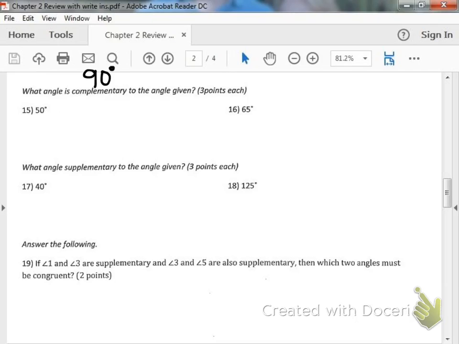And then supplementary is 180. I told you guys this earlier. I remember this using alphabetical order. C comes before S in the alphabet. C is the smaller one, the 90. S is the bigger one, the 180. All right, once you remember those, it's pretty simple. You just start with the measurement that you're trying to get to, and you subtract the angle that you're given. So 15 is 40 degrees.